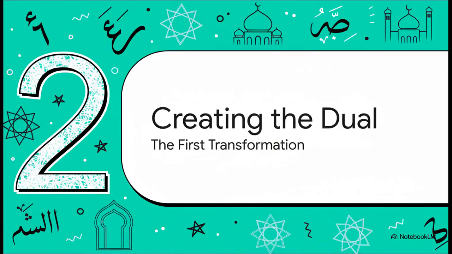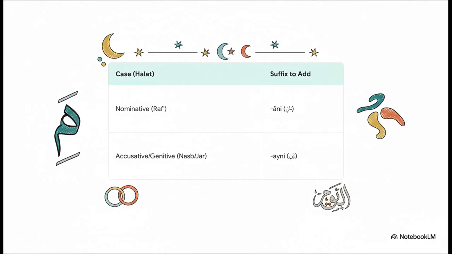Okay, section 2, creating the dual or muthanna. So how do you actually make this thing? Well, it's all about transforming the noun. The magic is all in the ending, in the suffix you add. But you have to know which suffix to use, and that depends entirely on the noun's job in the sentence, what we call its grammatical case. So if the noun is the one doing the action, the subject, it's in a case called raf. But if it's having the action done to it, or it's part of a prepositional phrase, it'll be in one of two other cases, nasb or jar.